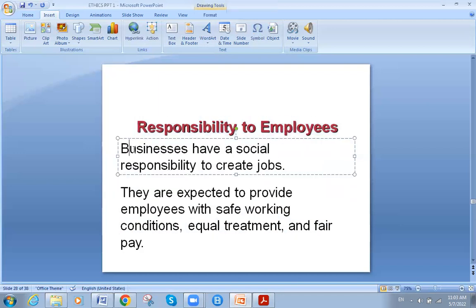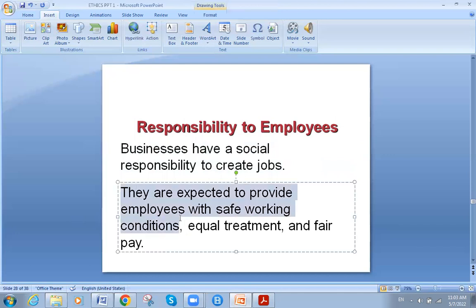Responsibilities to employees. Businesses have a social responsibility to create jobs. That's true. They are expected to provide employees with safe working conditions, equal treatment, and fair pay. We mentioned this before about the responsibility to employees. This is why the people are working, because if those are not available, then expect a high rate of turnover in that case.